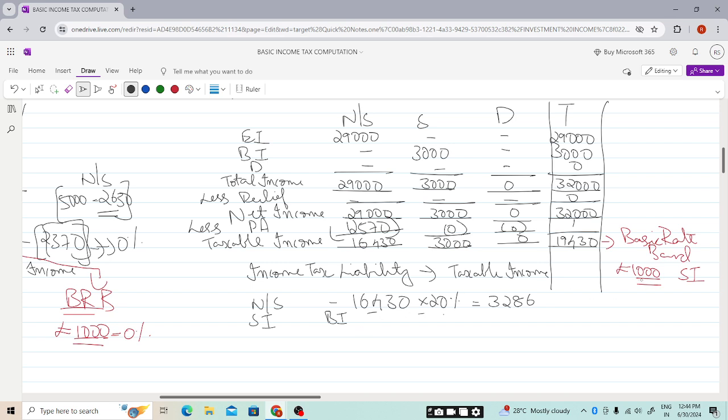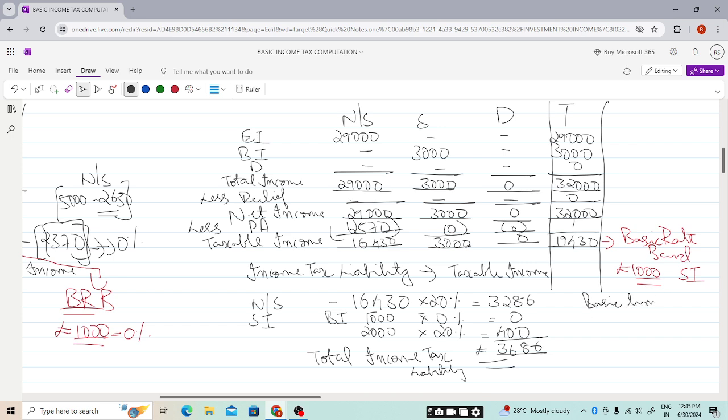Step number 2 is the nil rate band. The nil rate band of 1,000 pounds will be available because he's a basic rate taxpayer, as his income is falling within the basic rate band. So 1,000 into 0 will be taxed at 0. The rest of the 2,000 will be taxed at 20% because it is within the limit of 37,700. This will give rise to 400. So the total income tax liability will be 3,686 pounds.